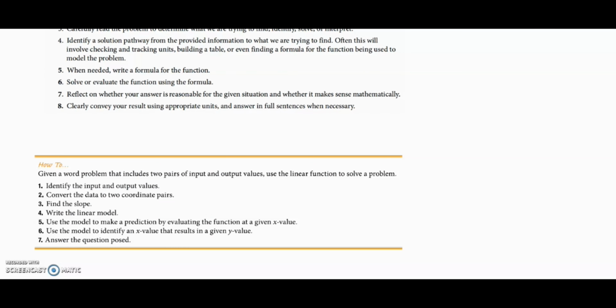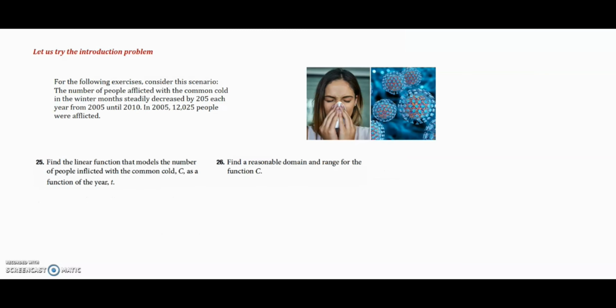On several occasions, especially in this section, we are given a word problem that includes two pairs of input and output values, or an ordered pair. We're going to take advantage of this to be able to compute a linear function to solve the problem. Here we go. Now back to that introduction problem.